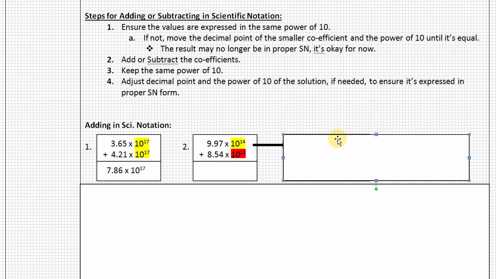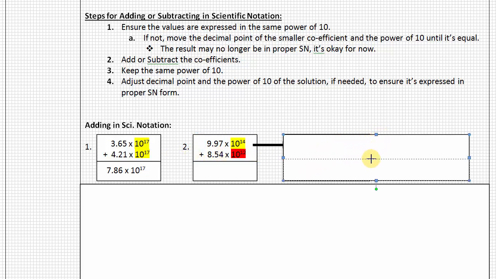So let's take a look. We need to go 2 place values greater, 2 place values greater to get up to 14. So that means we're going to take this decimal point, we're going to move it once, twice, towards a greater scientific notation.